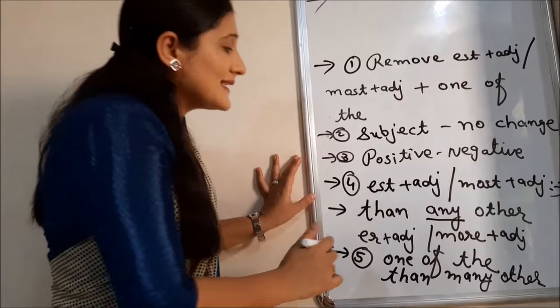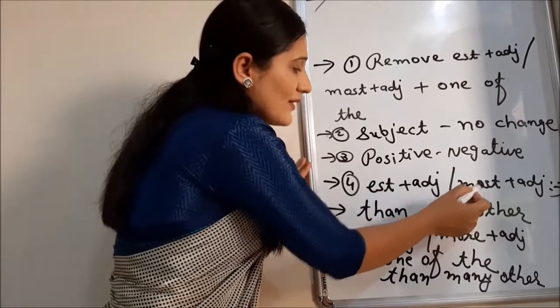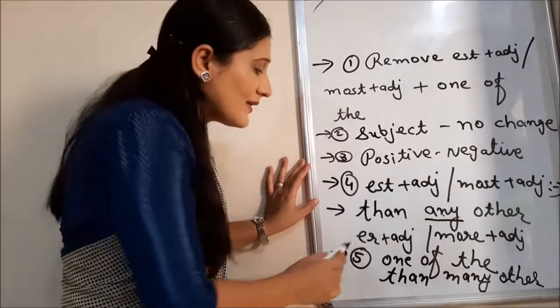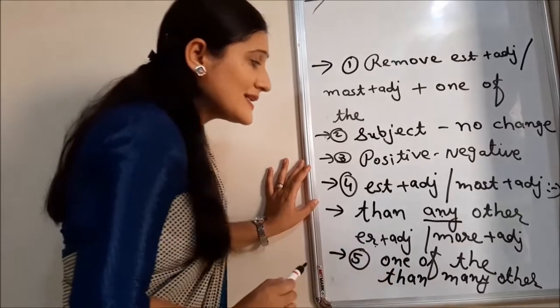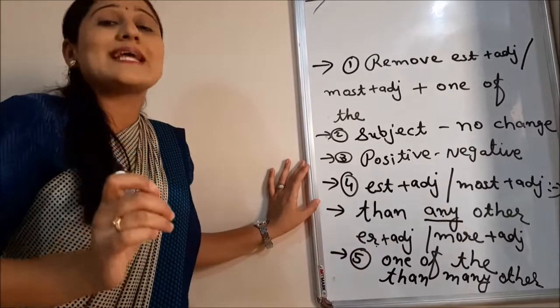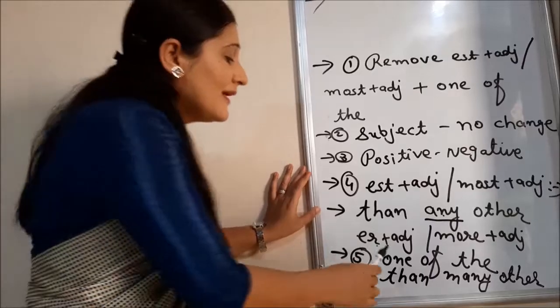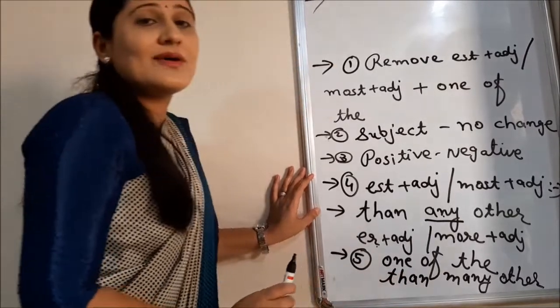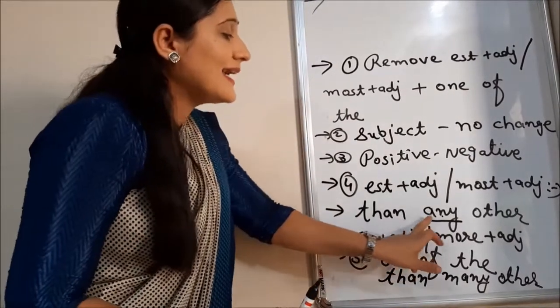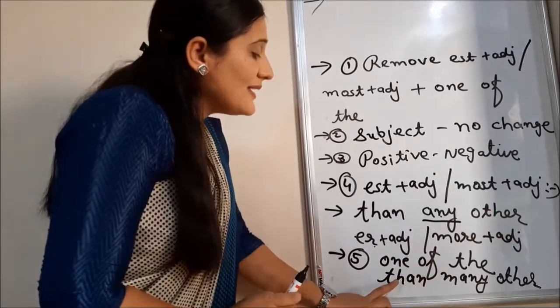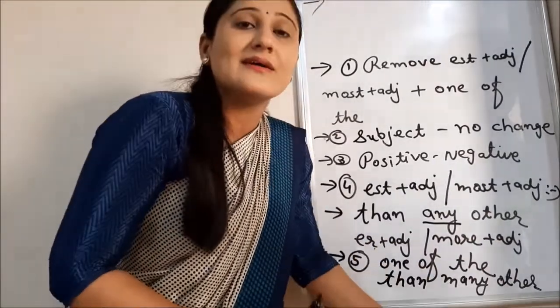Only one difference: if these two are given, then we will write then any other after writing er plus adjective and more plus adjective. At the same time, if one of the is given, we will not write then any other. We will write then many other.